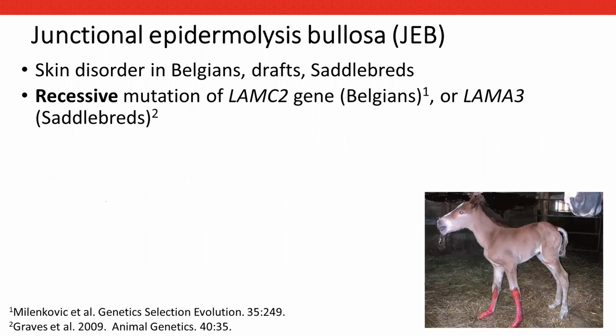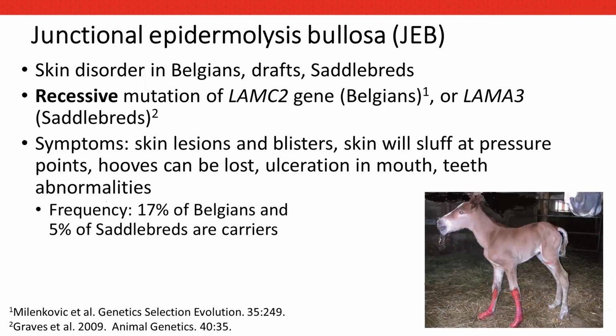This is caused by a recessive mutation, whether it be in Belgians or saddlebreds, but it's of two different genes, depending upon which breed that we're interested in. These two genes, however, are in the same gene family, and they have very similar functions. So what these genes do is they help build a basement membrane underneath the skin that attaches the skin basically to that horse's body in a tight manner.